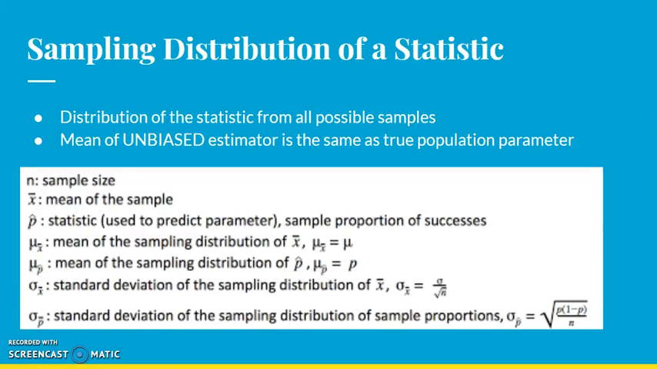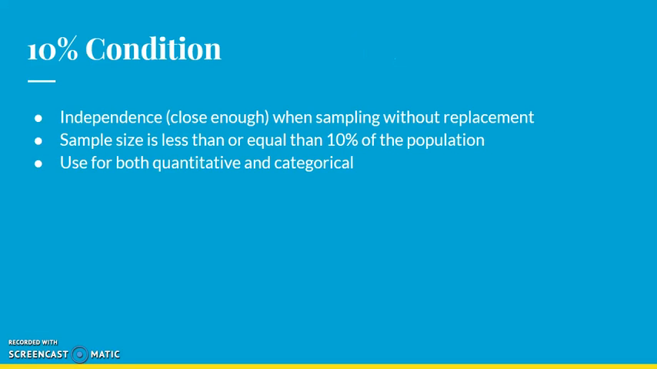It's inside this slide. The standard deviation of the sampling distribution of p hat and x bar is on the slide as long as the 10% condition is satisfied. This establishes independence or close enough to independence when sampling without replacement, and the sample size has to be less than or equal to 10% of the population in order for this condition to be satisfied.